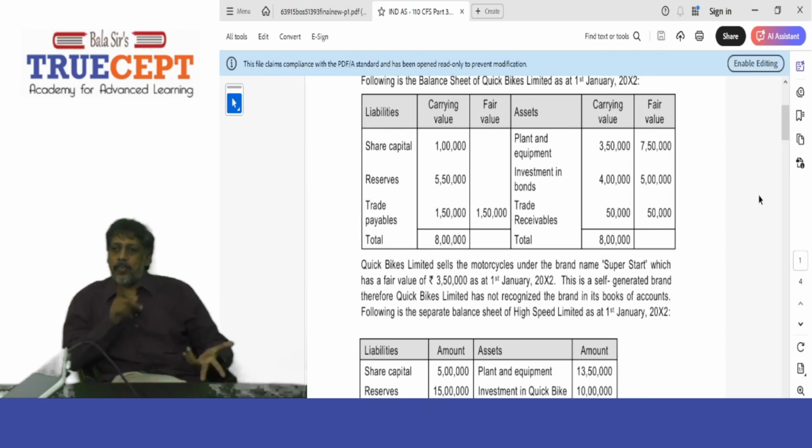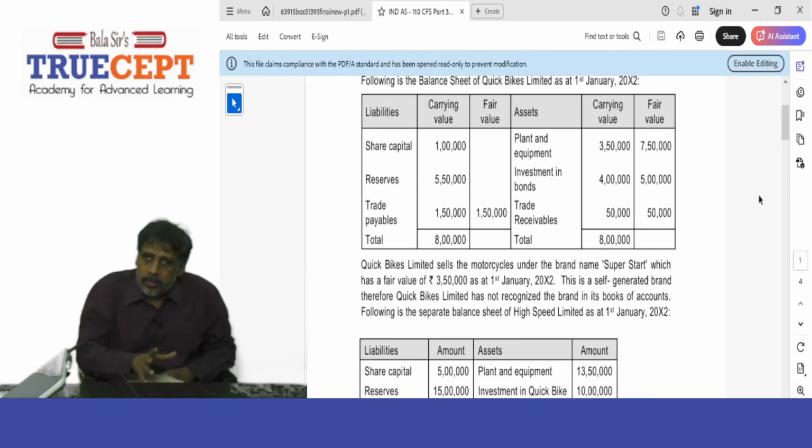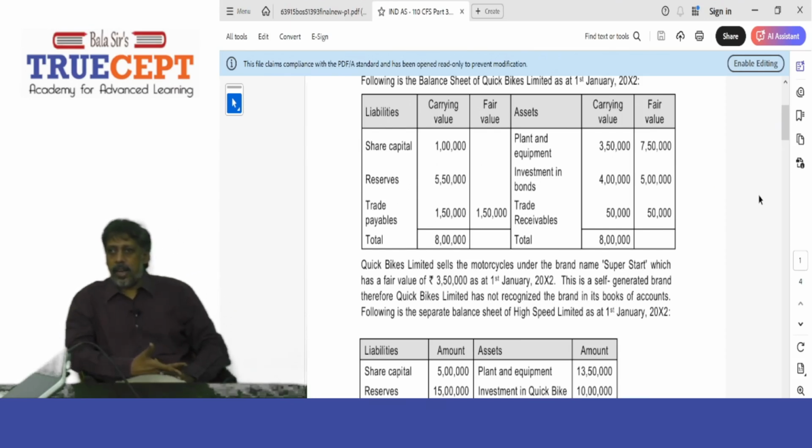So please remember, 15 lakh is supposed to be the net identifiable assets at fair value, right? Yes, sir, 15 lakh. No, before that, let's do this mental accounting in our mind. Remember para 32 A1, 2, 3, right?